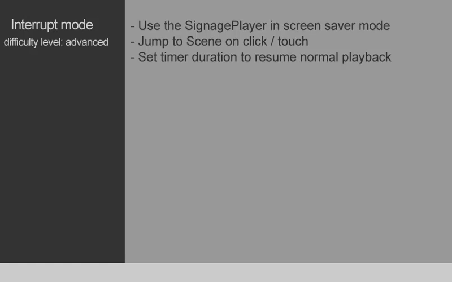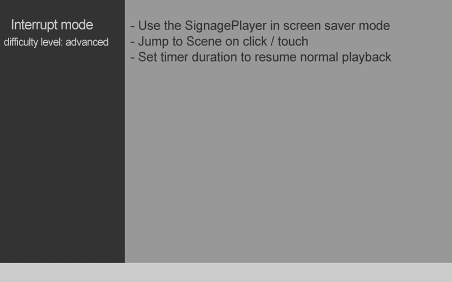The interrupt mode could be set up in two different ways. One would be where if you interact with the screen, the presentation will jump into the specified timeline. But also we support a screensaver mode where if you touch the screen or move the mouse or touch the keyboard, you'll simply show the desktop of the Mac or Windows operating system.